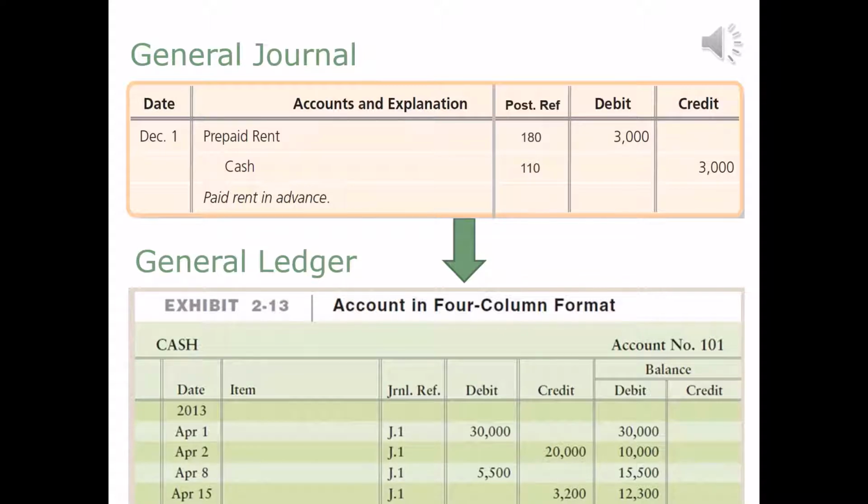Here we'll take a closer look at the general journal and the general ledger. In the general journal, we have one journal entry written up. This journal entry is to adjust the accounts of the prepaid rent account and the cash account because we have paid for rent in advance. Although these are the changes that we want to see in our accounts, the changes are not made until we have posted these amounts to the general ledger. You can see an example of an account for cash, a 4-column format general ledger.